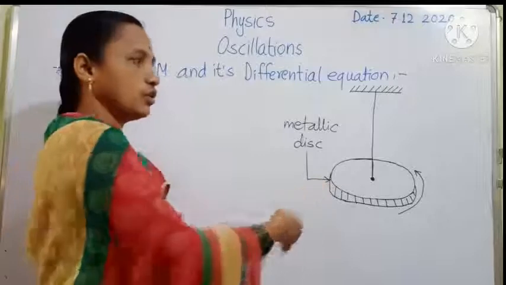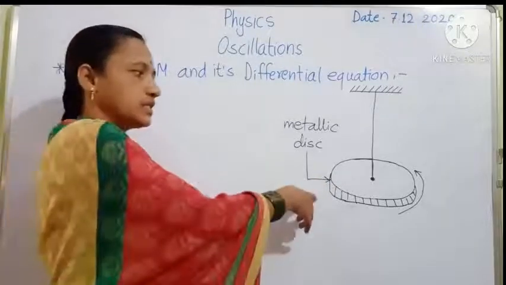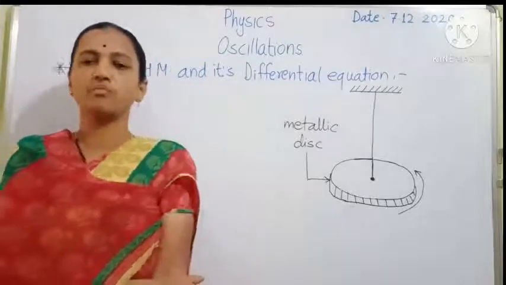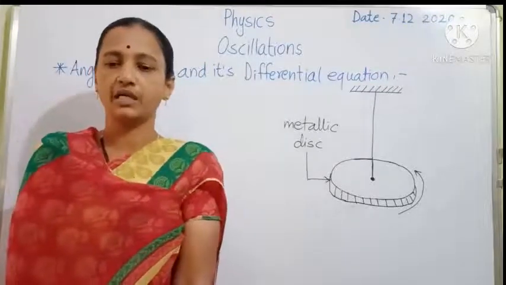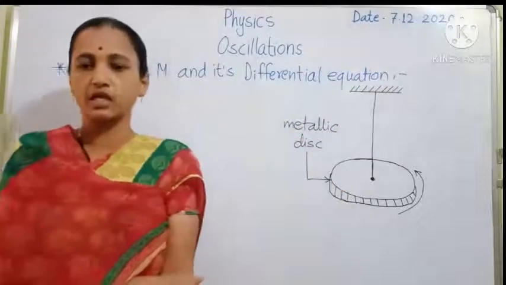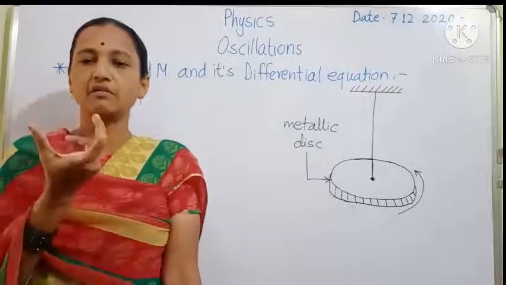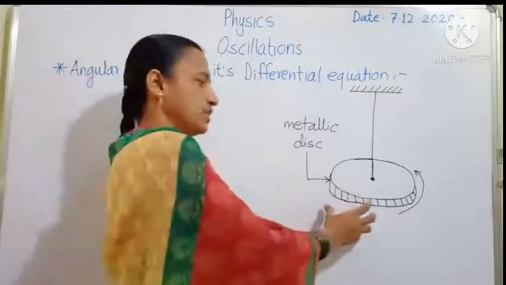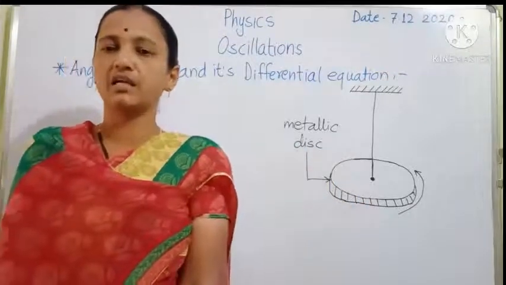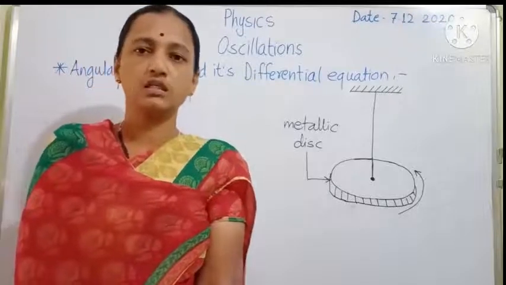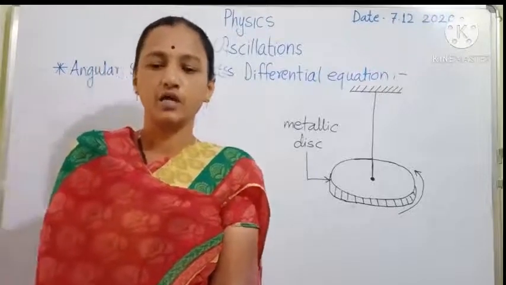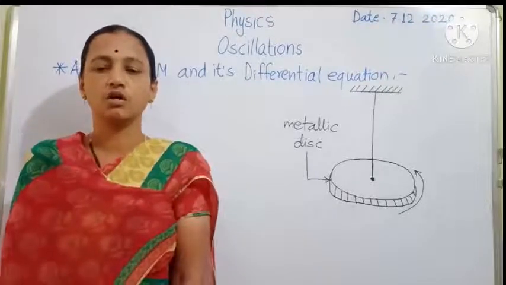In this figure, we see a metallic disc attached centrally to a thin wire. This thin wire may be a nylon or a metallic wire hanging from a rigid support. If this disc is slightly twisted about the axis along the wire and released, it oscillates in clockwise as well as anti-clockwise sense. Such oscillations are called angular oscillations or torsional oscillations.